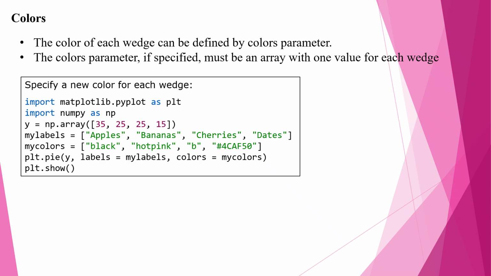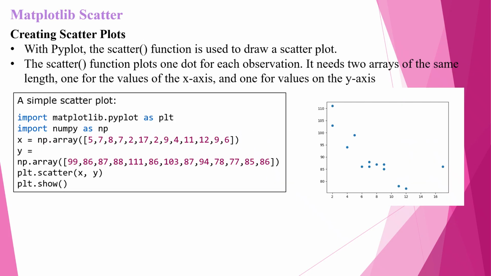The plt.pie function is then used with the colors parameter to apply these custom colors to each segment. This helps in making the chart more visually appealing and easier to distinguish between different categories. Finally, plt.show is used to display the pie chart.